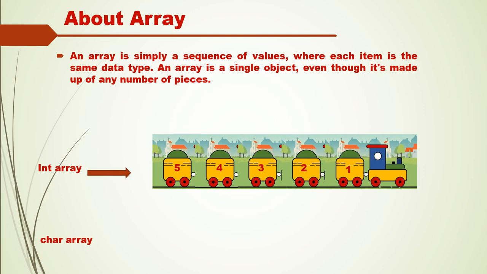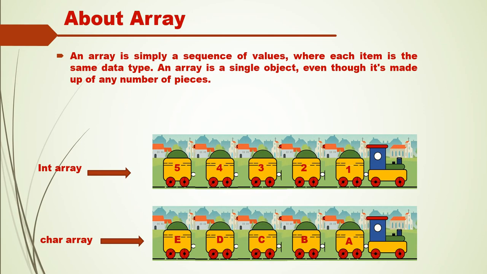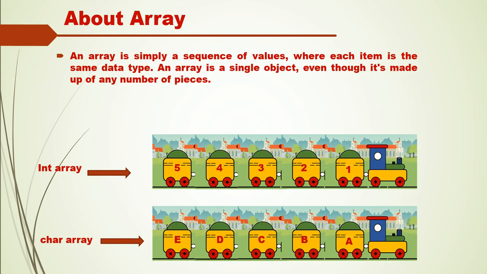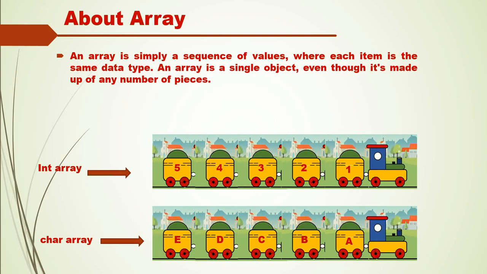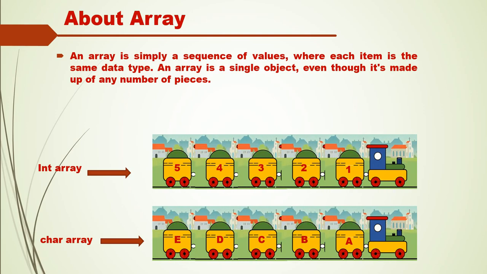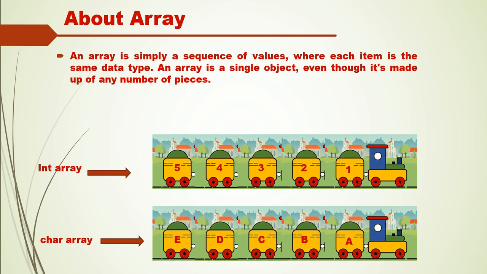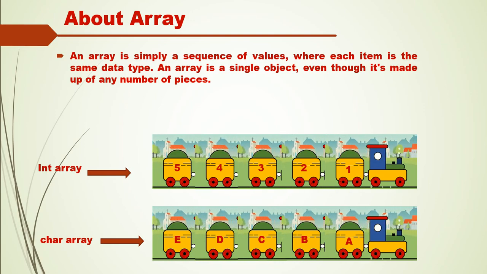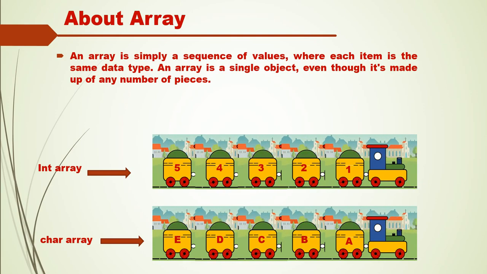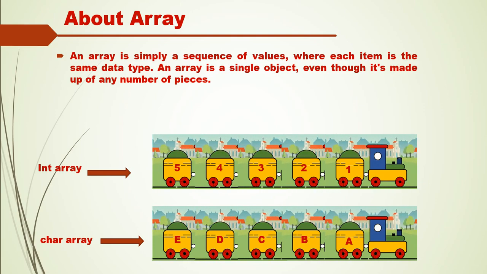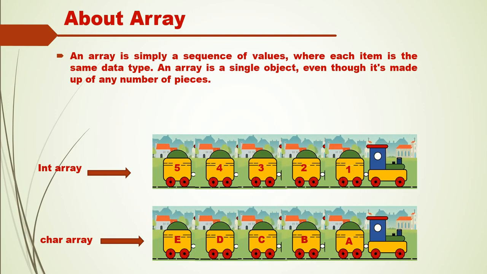Character array. This is another variable and it can hold values like the alphabet A, B, C, D and E. So you can define an array which holds similar type of values. This is the array.